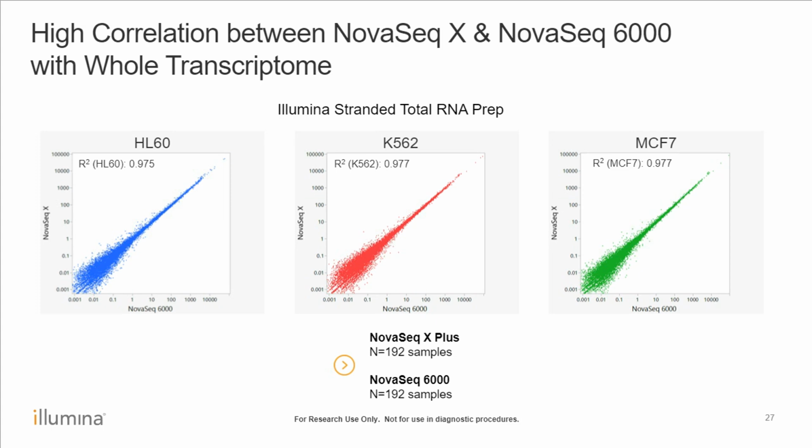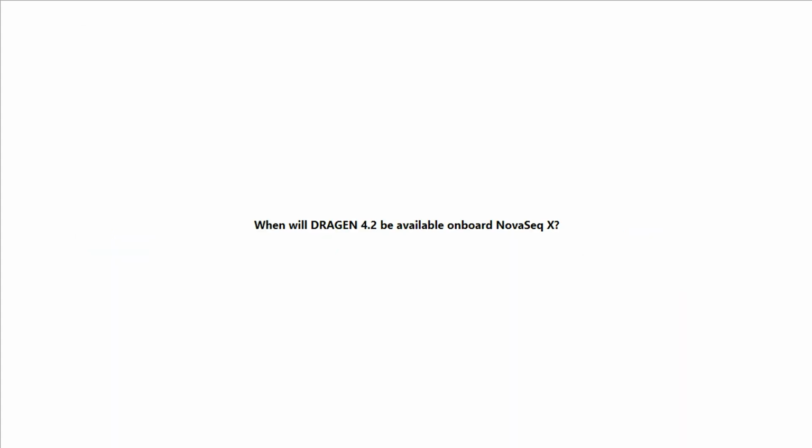When will Dragen 4.2 be available on board NovaSeq X? So this is a great question. Typically, onboard applications, Dragen onboard NovaSeq X series and Dragen onboard any of our sequencers, take extensive development and validation. So the onboard Dragen typically gets less frequent updates compared to what's available on the Dragen server or on Illumina Connected Analytics or BaseSpace Sequence Hub. So at this moment, we are focusing on bringing more applications to Dragen onboard NovaSeq X, while the core Dragen update roadmap is being actively planned.